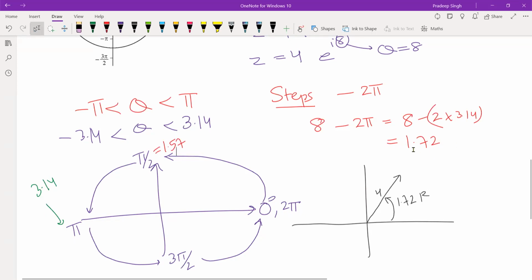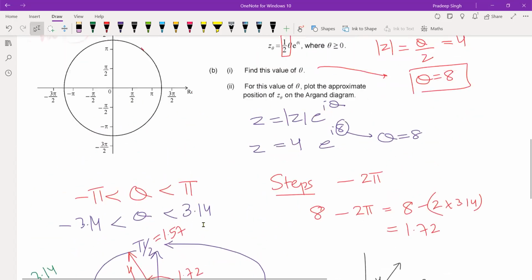Now back to the original argument, we need 1.72. So from 0, we have already reached 1.57. Since your answer is 1.72, the complex number will be somewhere in the second quadrant. So we want to just go a little bit ahead. See, 1.57 is already the y-axis. We need to go a little ahead so that the angle is 1.72. So let's draw a rough diagram. We will draw a complex number which will have a length of 4 units such that the total angle with the positive real axis is 1.72 radians. So this is the rough diagram.